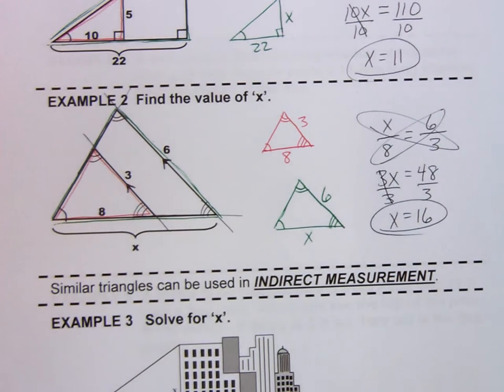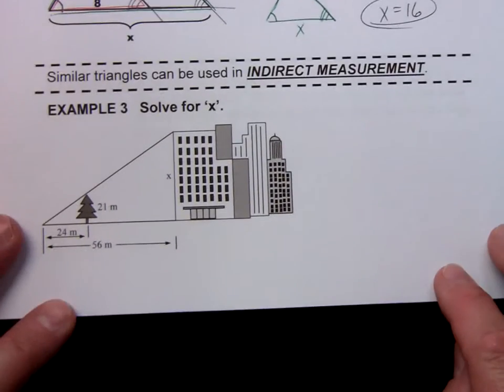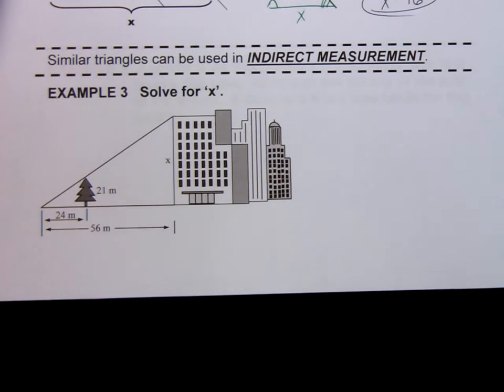All right. So we're going to be using this concept here, dealing with similar triangles, and knowing that their corresponding angles are congruent, their sides are proportional. We're going to use that in indirect measurement. So indirect measurement is when you want to measure something, but it's not something you can measure with a ruler or tape measure. So we're measuring it indirectly. We're not directly measuring it.